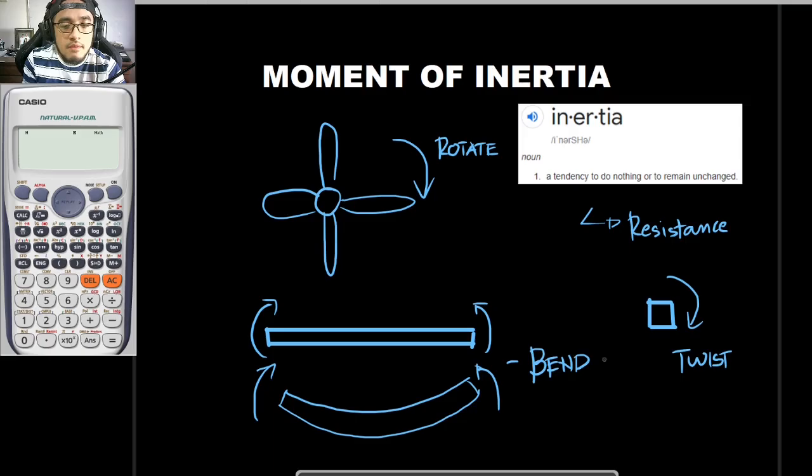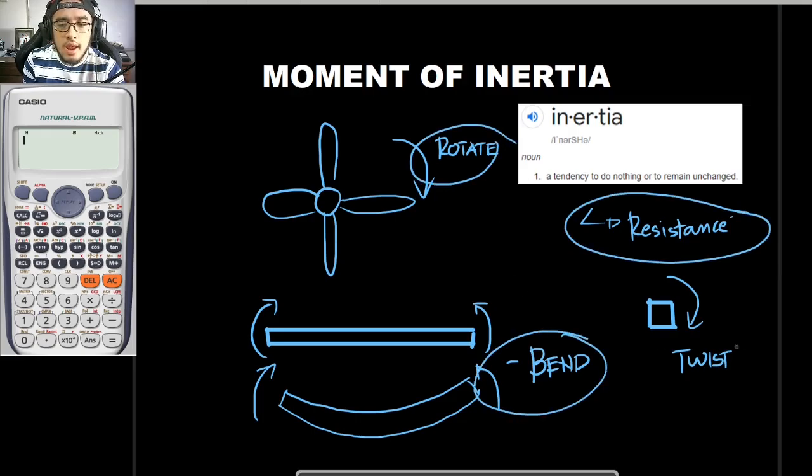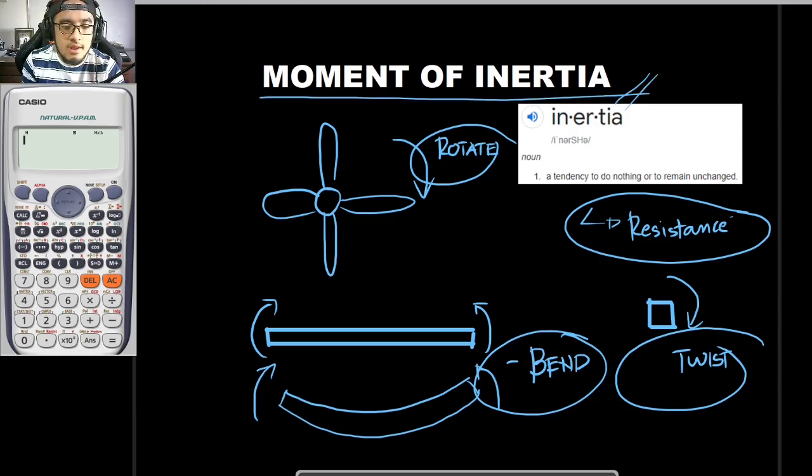So in our topic for today, we would be defining moment of inertia as the resistance to rotation, to bending, and to twisting. So that is moment of inertia in a nutshell.